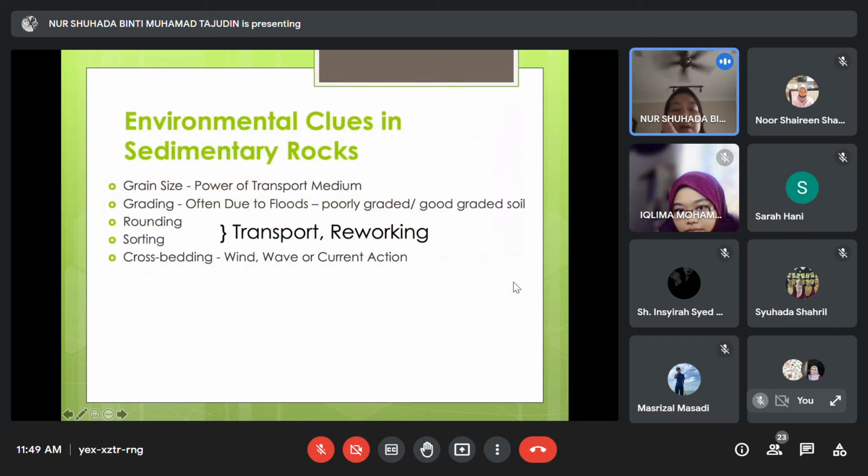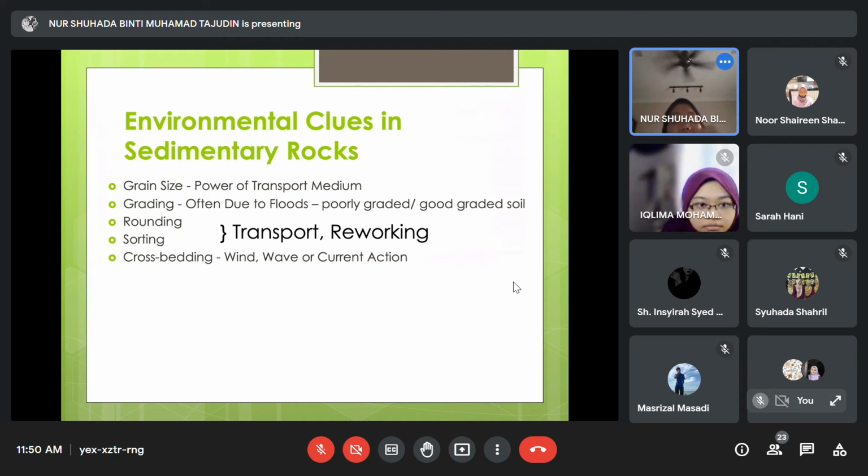So, environmental clues in sedimentary rocks, the grain size. Okay, when you want to see, kenapa ada yang besar, why there is a large rock, small rocks, that is because of the power of the transportation medium. Usually, kalau arus sungai tu deras, the soil undergoes faster process of weathering and erosion. Kan dia tolong menghakis rocks tu into smaller particles.